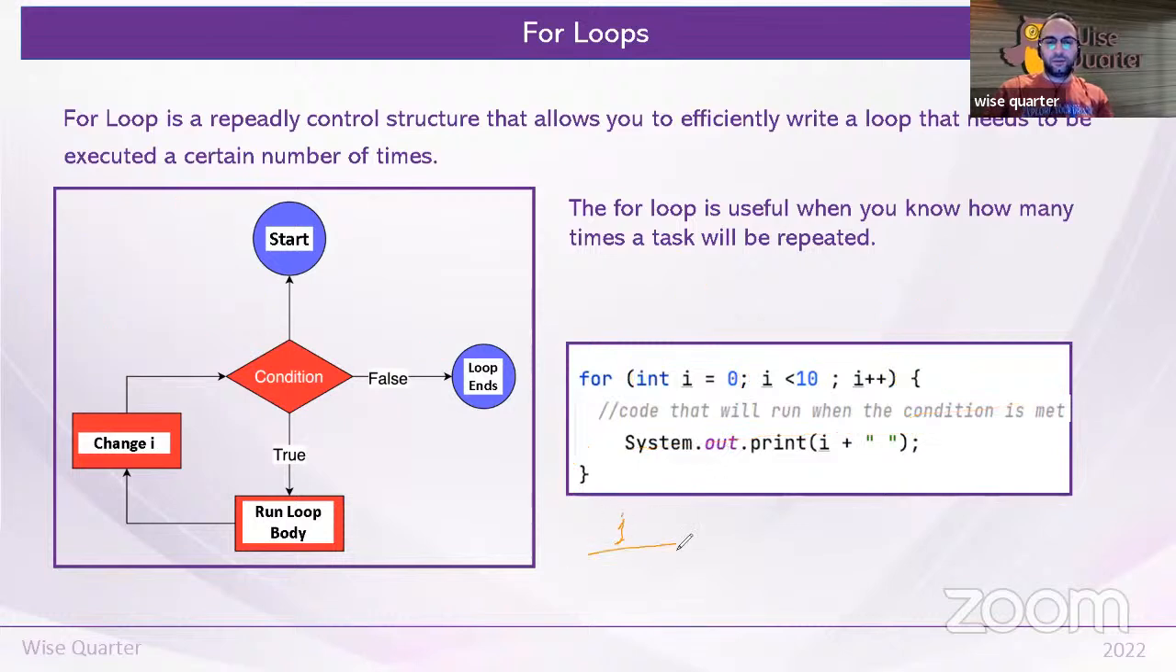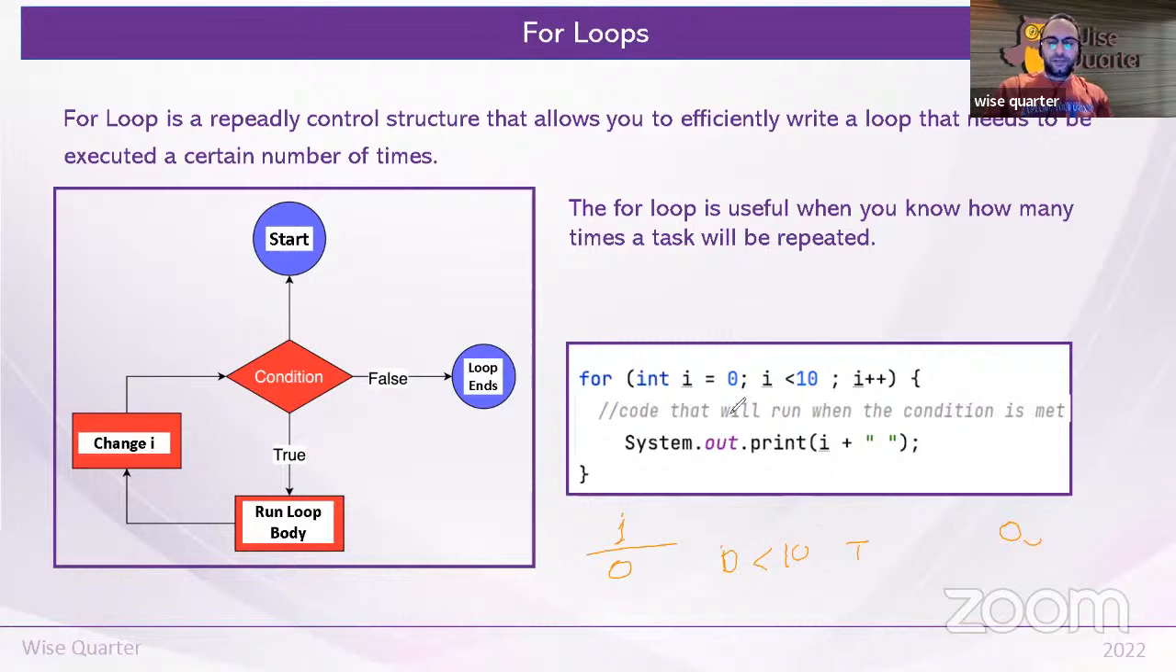i is 0 at first. It will start from i. It will check the condition. Is i, 0, I mean, smaller than 10? Yes, it is. It is correct. True. It will execute the body, and it will print the value of i, which is 0, and there will be a space.